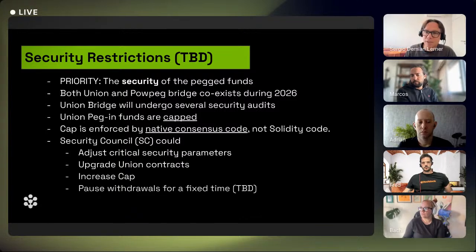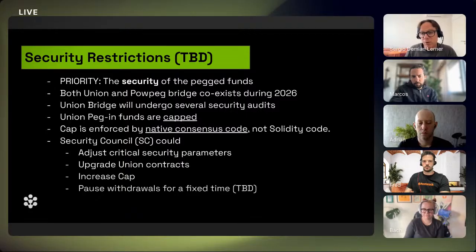And this cap, this is very important, this cap on the amount of Bitcoins that can be handled by the Union Bridge is enforced by the native legacy bridge. So it's native consensus code. It's not Solidity code. It's not something that we will introduce in Solidity. You can think of it as a kind of firewall that protects the funds in the PowPeg bridge against any potential malfunction of the Union Bridge. Marcos is going to talk more about how this is going to be changed in the legacy bridge to support this firewall.